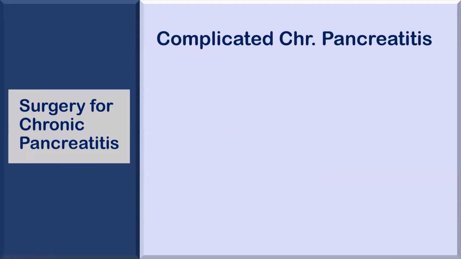Now, there are some complications of pancreatitis which also need surgical attention. What are the things that you can think of? Complications that need surgical attention. Pseudocyst, necrosis. All right, that's acute again, it's not a complication of chronic pancreatitis. If you have chronic inflammation, what can it do to the surrounding structures?